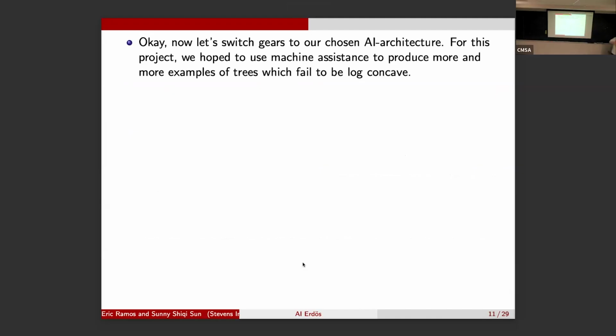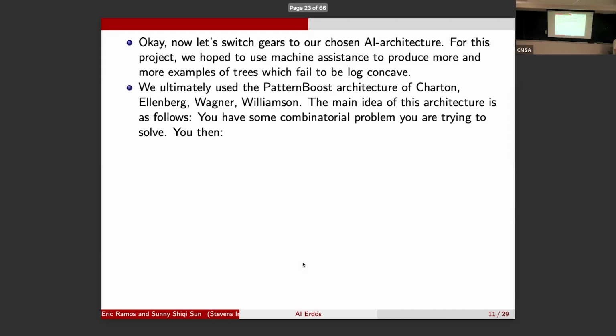Okay. So now that's the background and the combinatorics. Now let's switch gears to our chosen AI architecture. For this project, we hope to use machine assistance to produce more and more examples of trees which fail log concavity. Again, the idea being that maybe if we're super lucky, one of these failed log concavity examples will also happen to break Erdős' conjecture. But in any case, at the very least, it gives us a sense of why log concavity is failing. So we ultimately used PatternBoost of Charton, Ellenberg, Wagner, and Williamson.